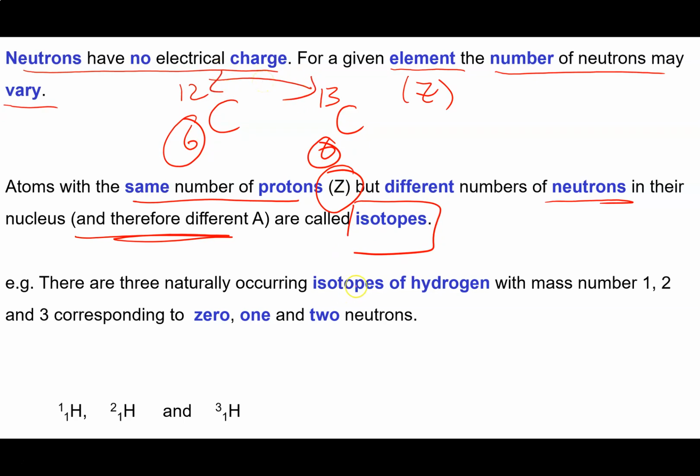So for example, there are 3 isotopes of hydrogen. All of them have 1 proton in the nucleus, but they have different numbers of neutrons. This guy has 0 neutrons. This guy has 1 neutron, and this guy has 2 neutrons. But they are all isotopes of hydrogen. They are all examples of hydrogen atoms.